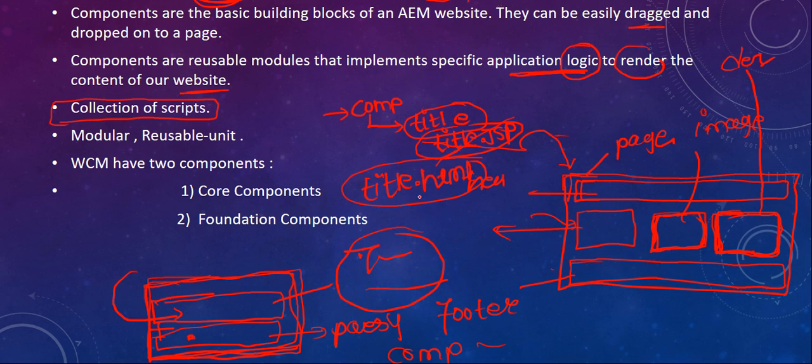So what I'm saying is, here title.html will automatically be created. Once it is created, we'll write the scripting there. That's why it is said to be a collection of scripts. And the second point is that it is a modular and reusable unit, so you can reuse it in any website or in any pages.